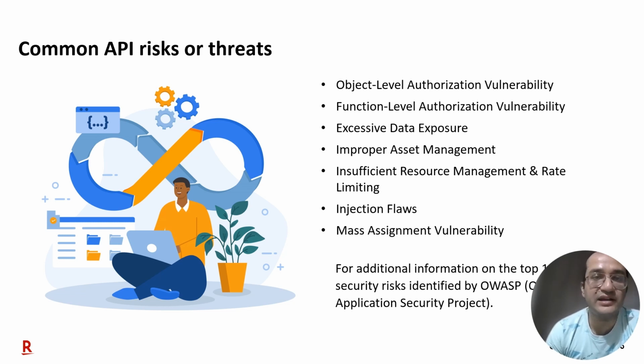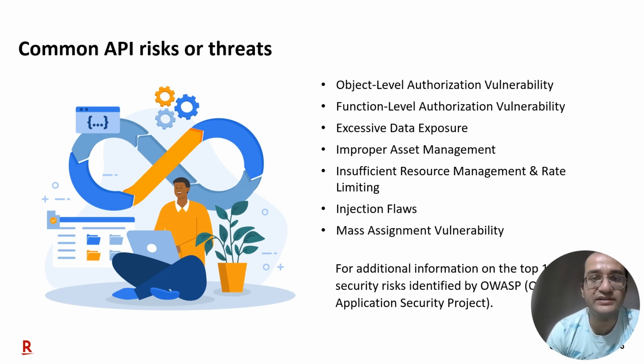Implementing rate limiting and resource management can often protect APIs from this type of attack. By limiting the number of requests that can be made to an API within a certain time period, organizations can prevent abuse and ensure the availability of services.